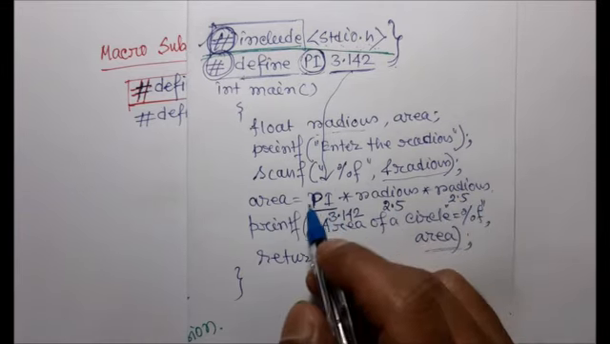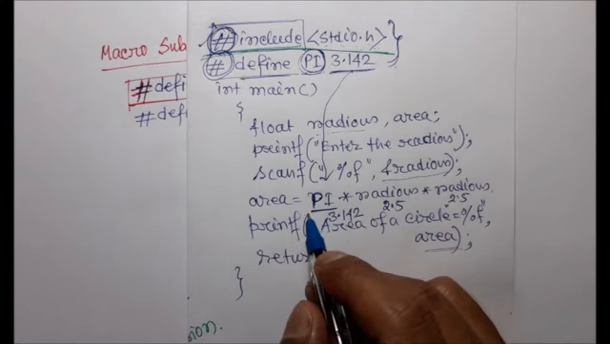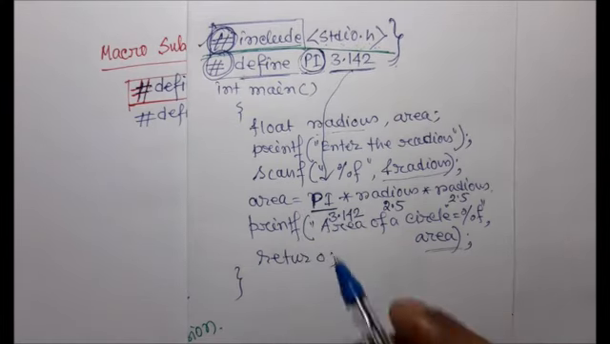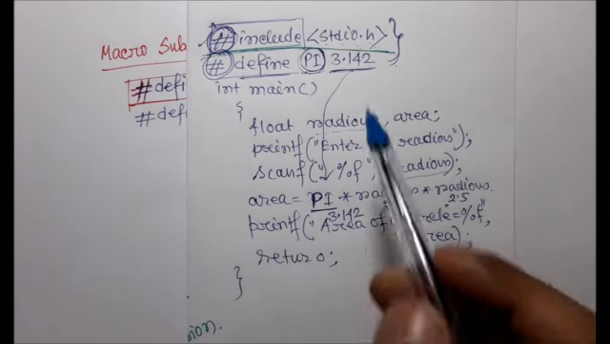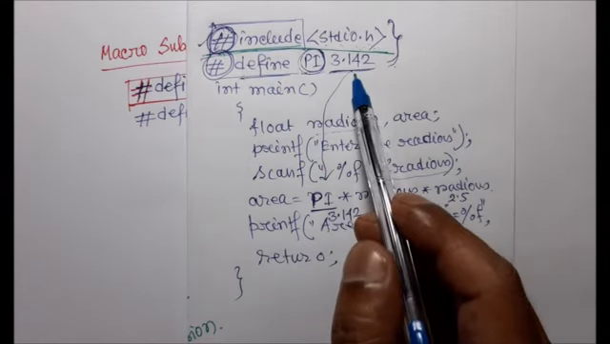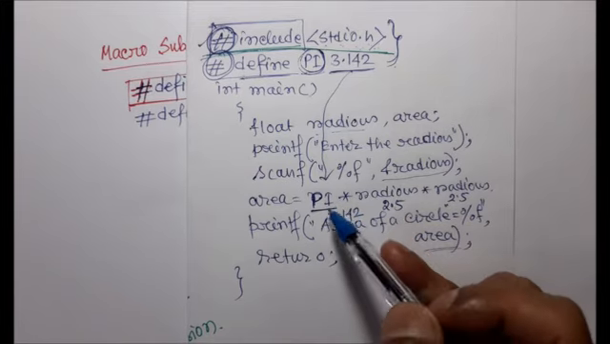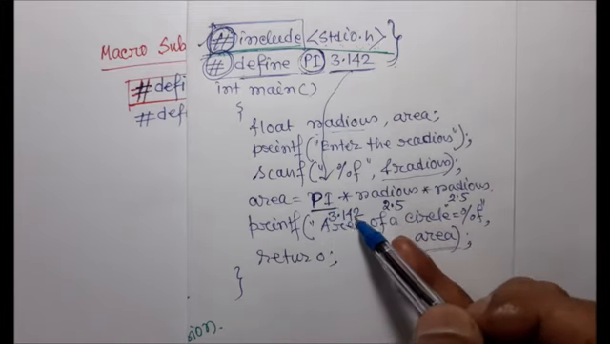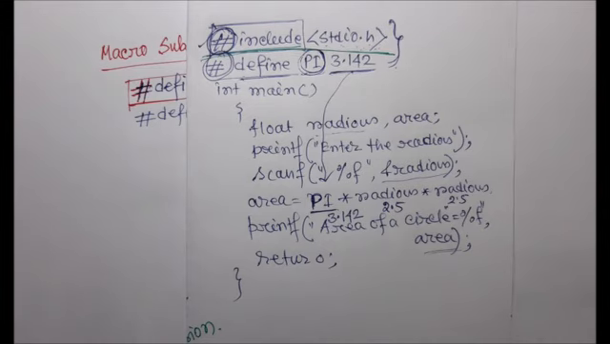Here I have used PI as a macro substitution. Whenever the PI symbol is present in my program, the value assigned on the right-hand side will replace it. So here PI will be replaced by 3.142, every time PI occurs in the C program, many times. So what is the advantage? One time I declare the value, and every time I just use the name. That is called macro substitution.